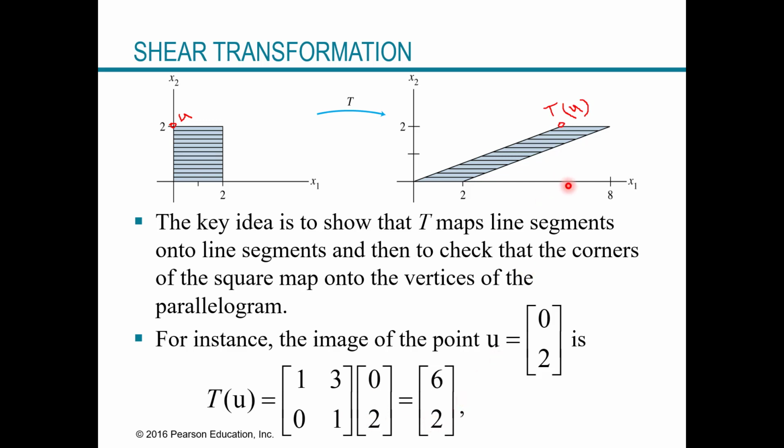And then look at where you're at here. This is labeled as 2. This is labeled as 8. So this looks like it would be right about 6 for x1. And then it's still at a height of 2 for x2. So that's the computation for T of U with the shear transformation. And then this is a visual representation of it.